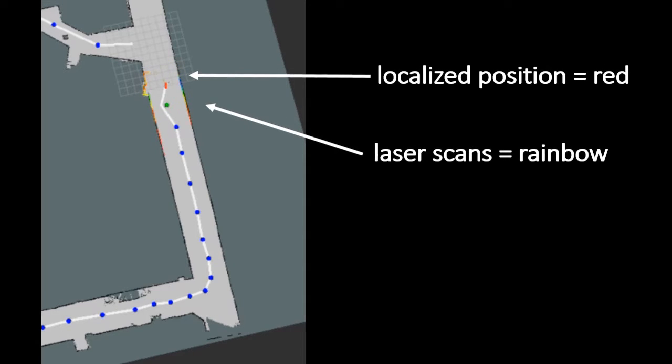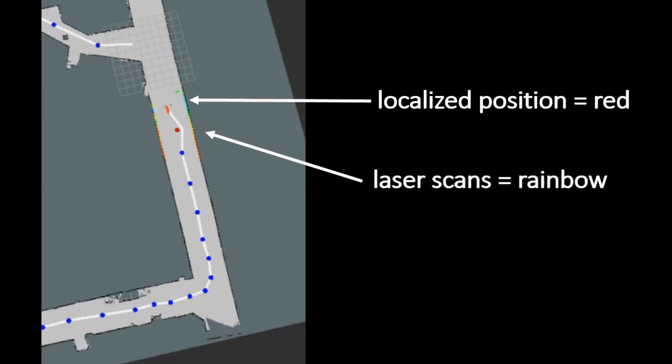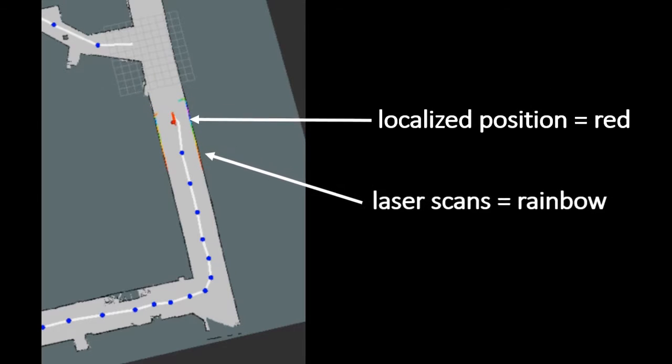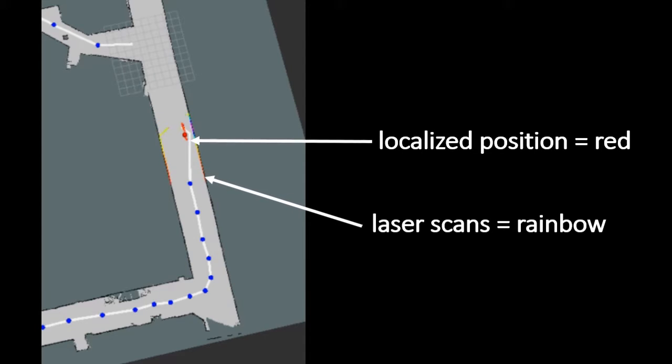To localize, our robot approximates the distance it has traveled using odometry data. It then checks this estimate against measurements from its laser scanner and compares them against the map to localize more precisely.